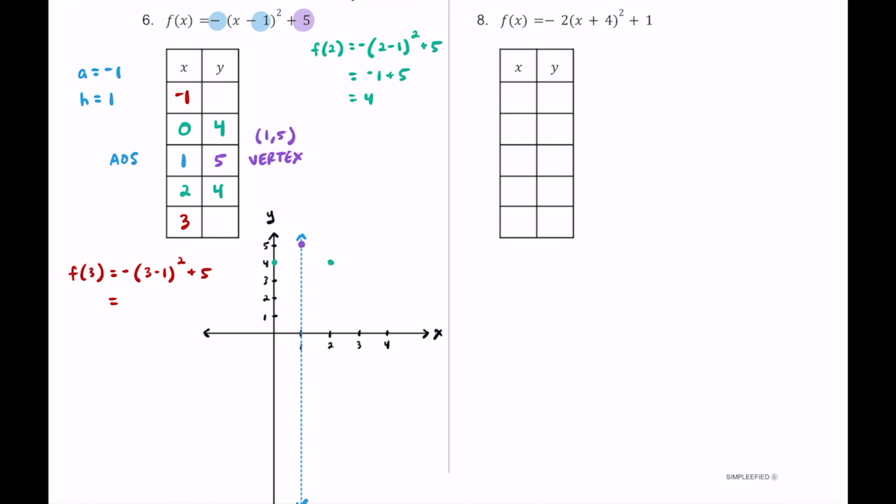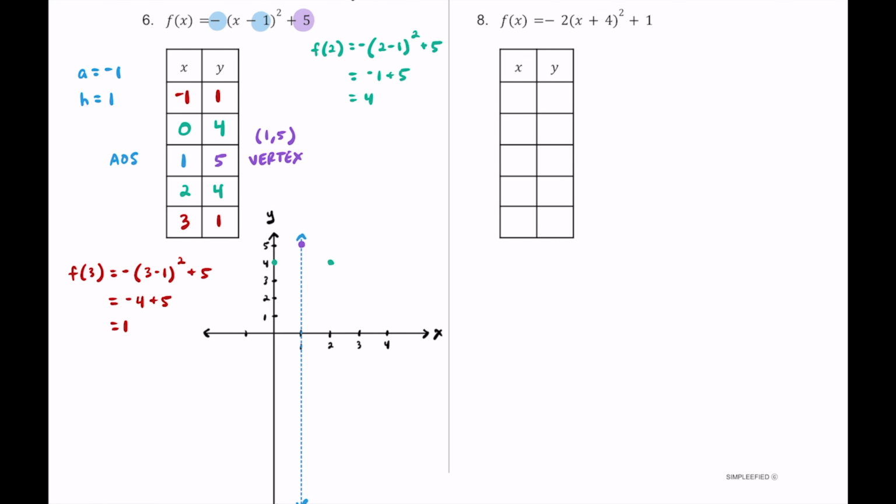3 minus 1 is going to be 2, so 2 squared is going to be 4, so that's going to be negative 4 plus 5, and negative 4 plus 5 is equal to positive 1. So when x is 3, y is 1, so when x is negative 1, y is also positive 1. Plotting these points, let's go ahead and see.